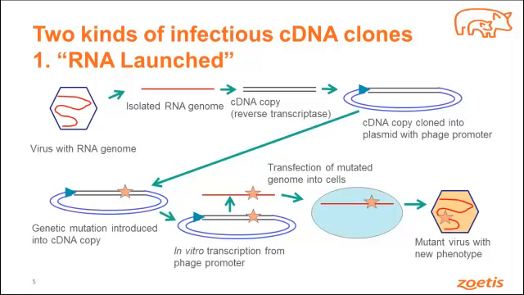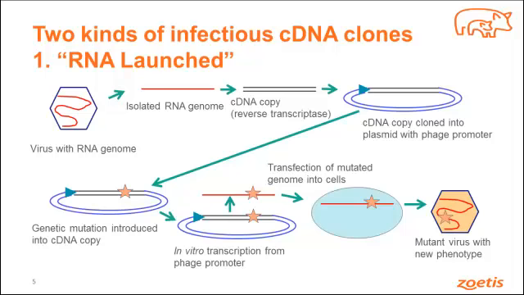So once we have the genome in the plasmid, we can introduce our mutation, which could be a point mutation or multiple point mutations, an insertion, a deletion, or a combination. And then we have in vitro transcription in a test tube where this promoter, in the presence of the right polymerase, will make an RNA transcript that contains the mutation of interest. That can get transfected into a cell and you get out, hopefully, a mutant virus with your mutant phenotype, and now you can ask the question, what was the effect of that mutation on the virus? This is called an RNA-launched approach. The other kind is DNA-launched.